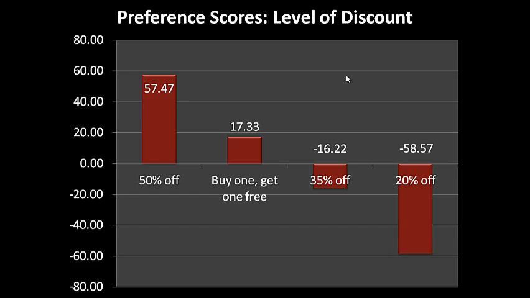And the important one, level of discount. As you can see here, most important is level of discount, which is our most important attribute, and the most important level within that attribute is going to be 50% off. Customers like that 50% off coupon. And the least important, 20% off. Of course, you're going to want 50% off more than a 20% off coupon.